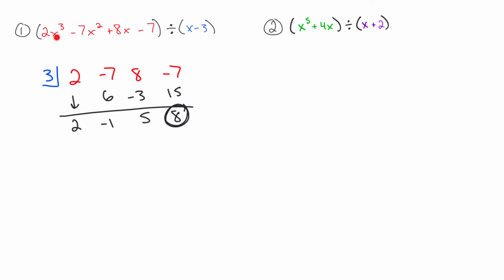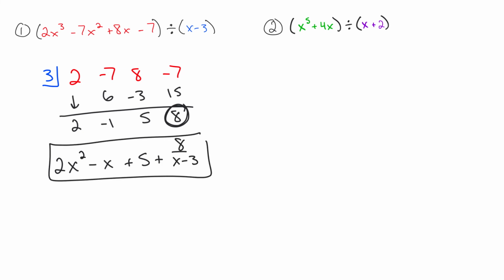Since my problem started with an x to the 3rd power, my answer is going to be an x to the 2nd power. Then I just take this number, plop it in front. 2x to the 2nd minus 1x to the 1st plus 5 plus my remainder over my divisor. A problem that used to take me several minutes, if not 10 minutes to do, now takes me under a minute to do.